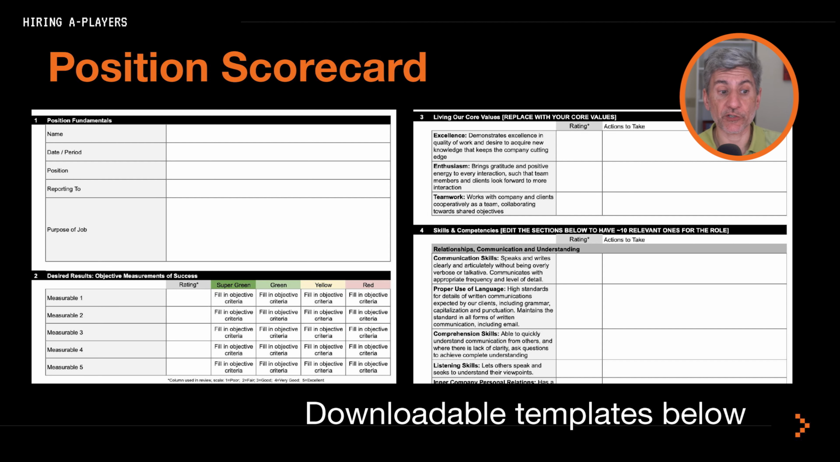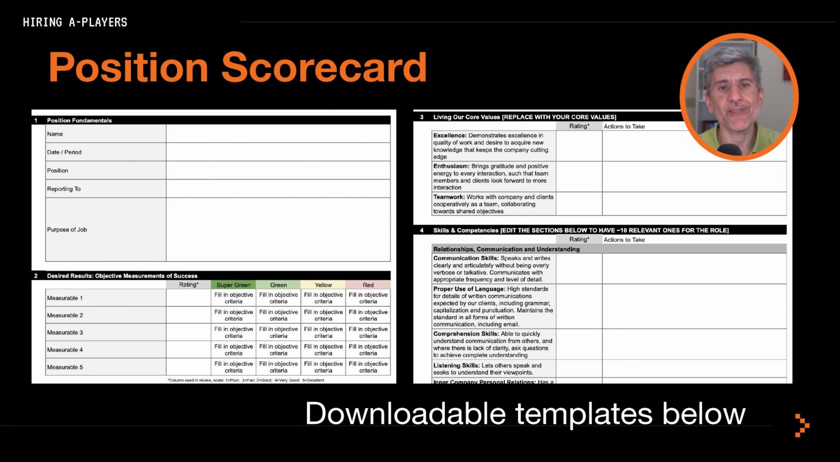We now have section 2, which is desired results. Objective measurements of success. So how do you know if this person is being successful in this role? So this role, let's say again, customer support, there are certain things that this person has to do to be successful. Maybe they have to answer a certain number of tickets per hour. Maybe they have to have a customer satisfaction rate of above X%. There could be a bunch of other things. Maybe they have to escalate certain tickets within a certain amount of time.